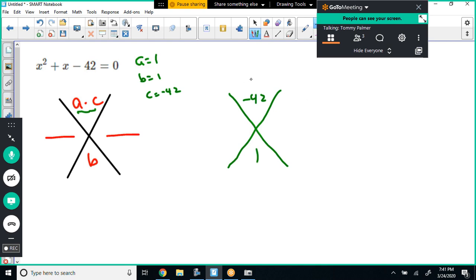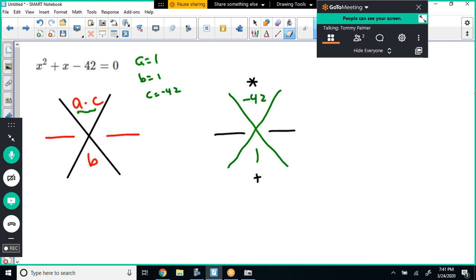Now the B was 1, correct? So what I want you to understand is we have two little boxes over here that we're going to solve for. These two little boxes must multiply to give me negative 42, but they must also add to give me the 1, the B. That's the whole theoretical basis behind factoring. Two things that multiply to give you A times C, but when they add together, they should give you the linear term.